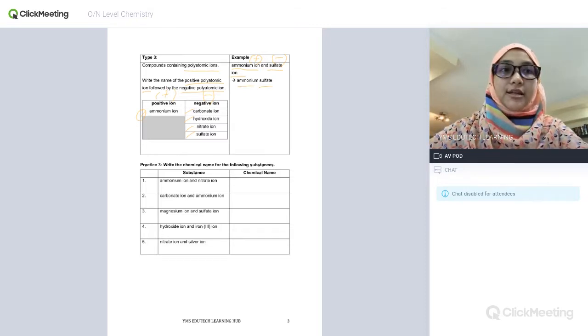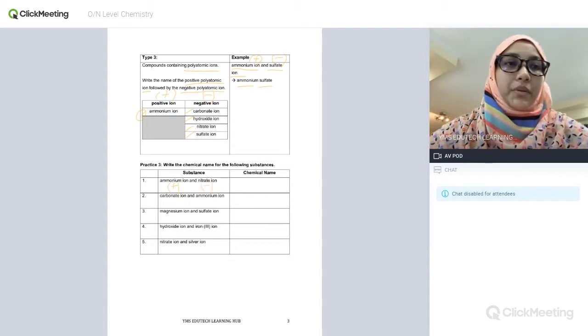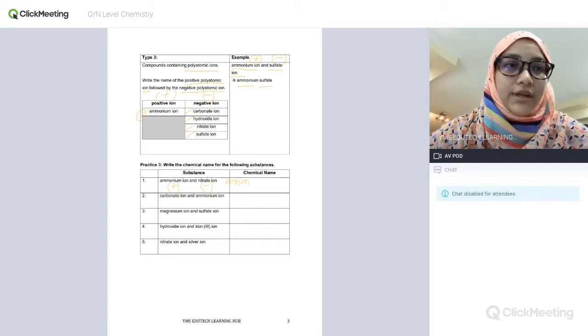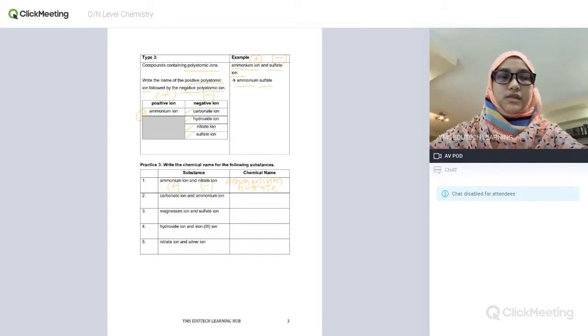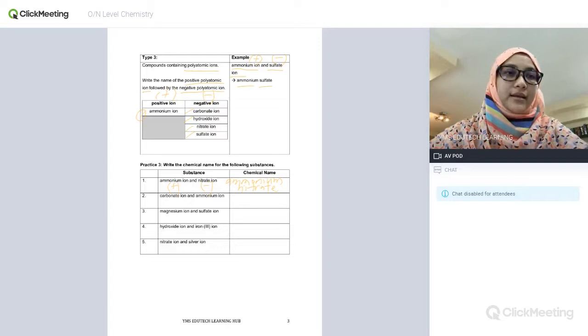All right, let's take a look at practice 3. We have ammonium ion and nitrate ion. So first, we need to identify which of these two is the positive polyatomic ion, and that is ammonium ion, while nitrate ion is a negative polyatomic ion. So we will write the name of the positive polyatomic ion first, which is ammonium nitrate. Okay, notice that the name of the second substance does not change. So the name of the negative ion, carbonate ion, hydroxide ion, nitrate ion, sulfate ion remain as they are.